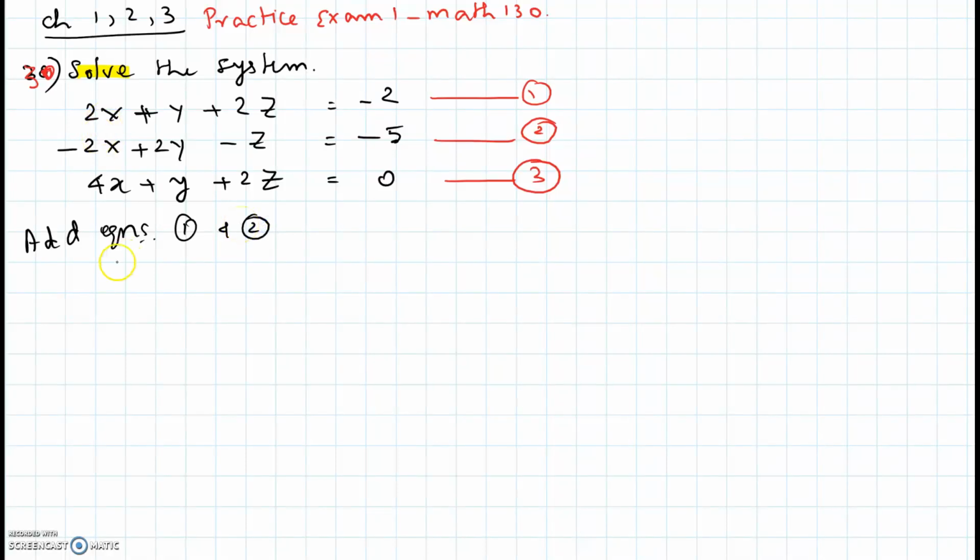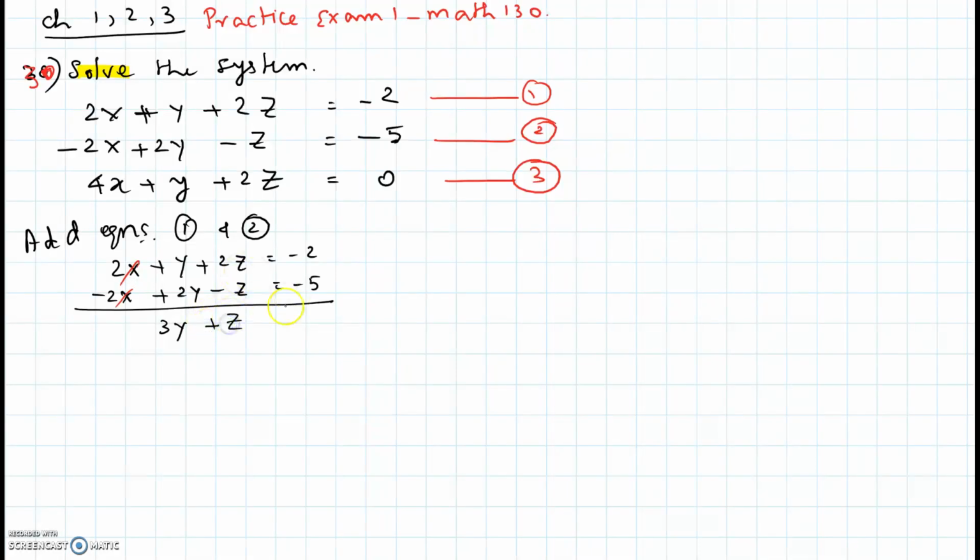So it is 2x plus y plus 2z equal to negative 2, and negative 2x plus 2y minus z equal to negative 5. When you add them, you get 0x plus 3y, because the x terms cancel out, 3y plus z equal to negative 7. Because this is missing x, we'll call this new equation, equation 4.